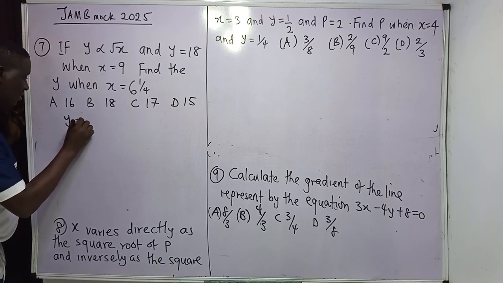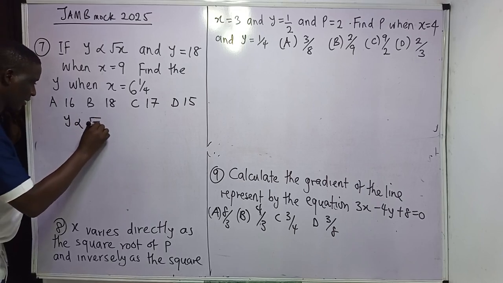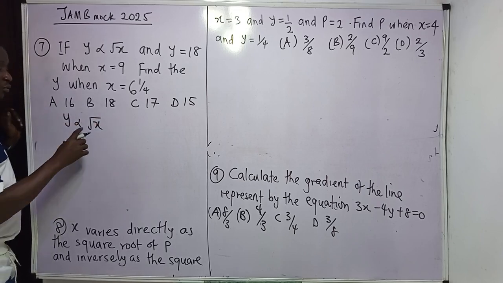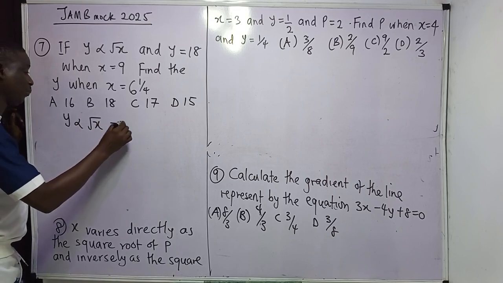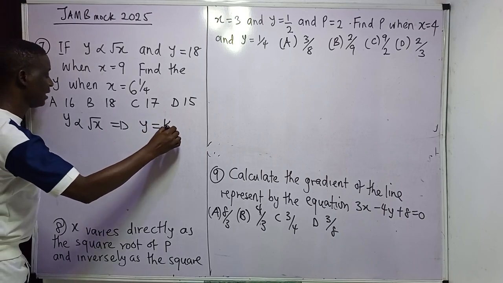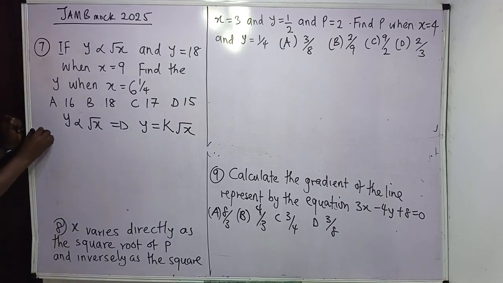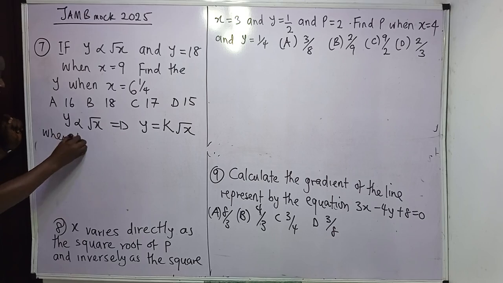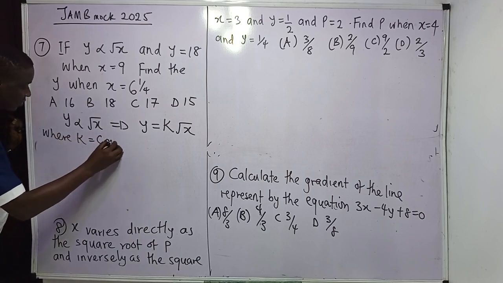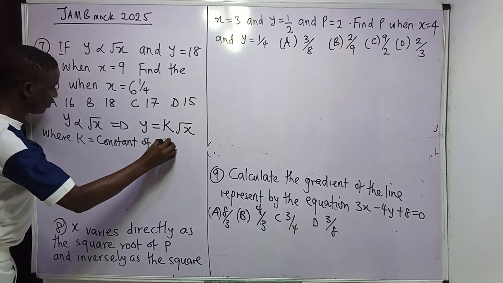So y is proportional to the square root of x. What I want to do now is to remove the proportionality. This implies that y equals, let's use k as a constant, where k is the constant of proportionality.